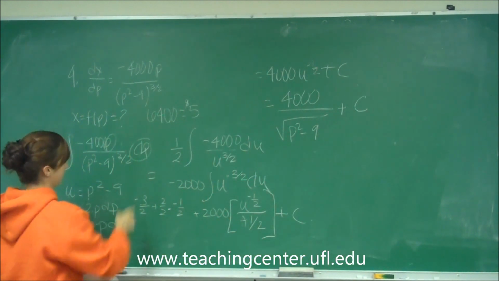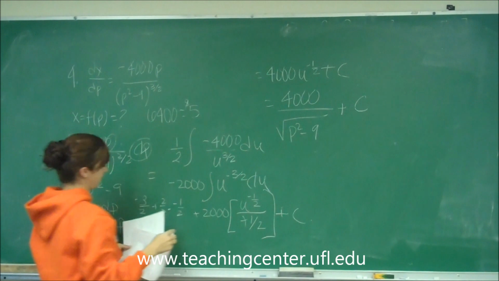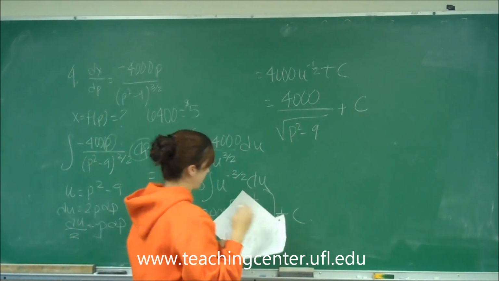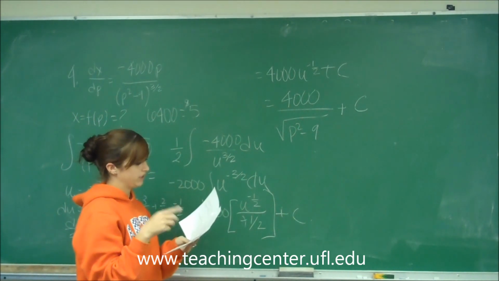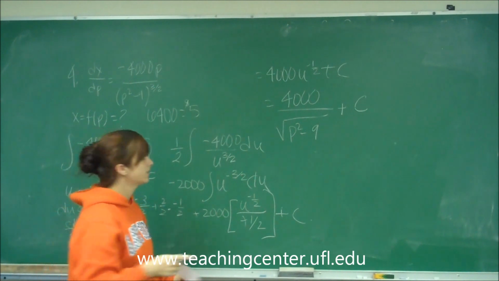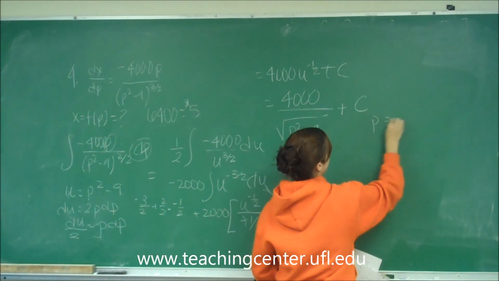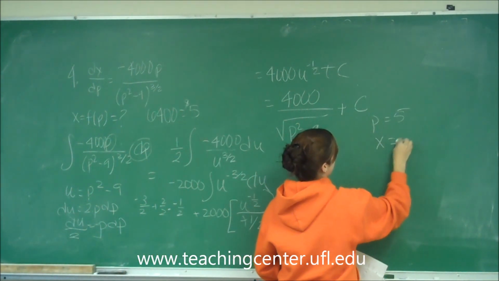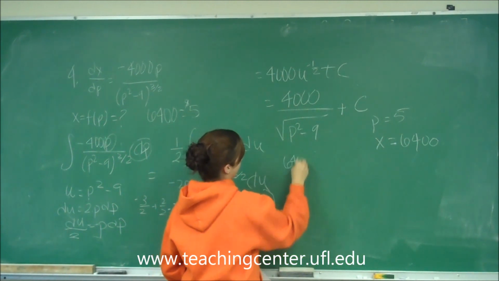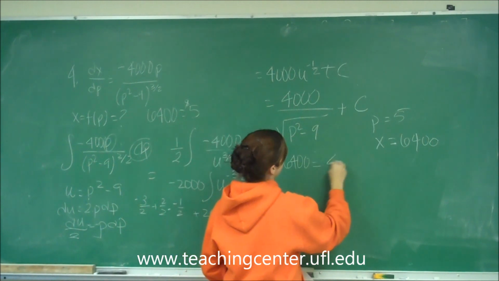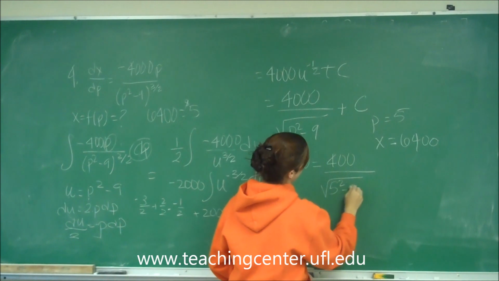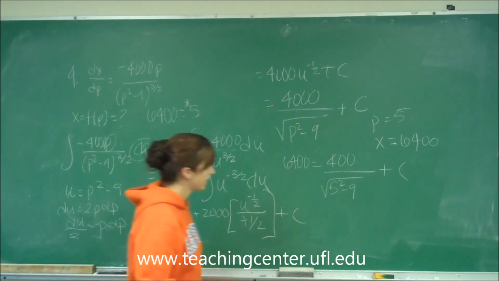And now I need to solve for c. They tell me I sell 6,400 when my price is 5. They tell us in here that the rate at which the demand x for a certain product, so x is our demand and p is our price. So p will equal 5, x will equal 6,400. So I'll have 6,400 equals 4,000 over the square root of 5 squared minus 9 plus c.